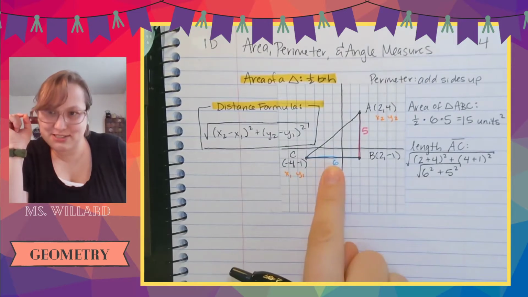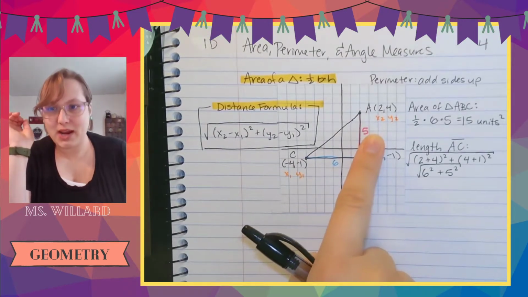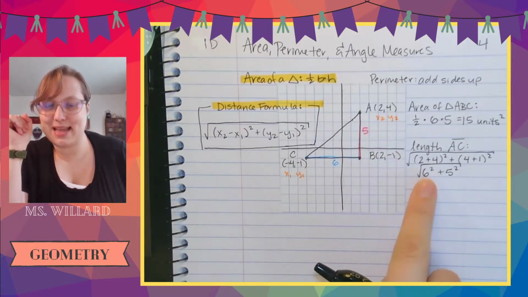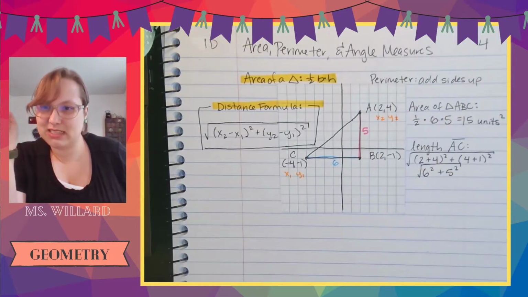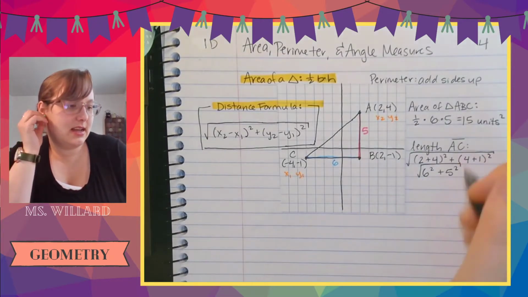Y'all, if you did the Pythagorean theorem, what would you be doing? You would do 6 squared plus 5 squared and then square root it. This is the same as the Pythagorean theorem. It just looks crazy. Remember, the Pythagorean theorem is a squared plus b squared equals c squared. This is the same thing.